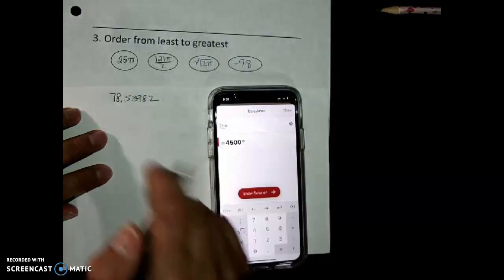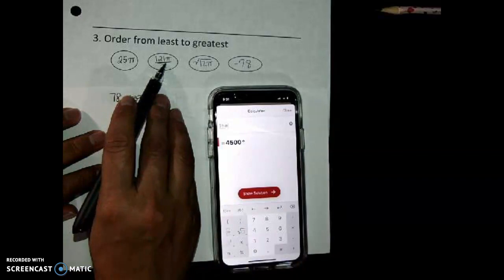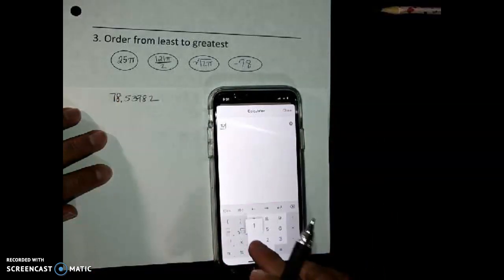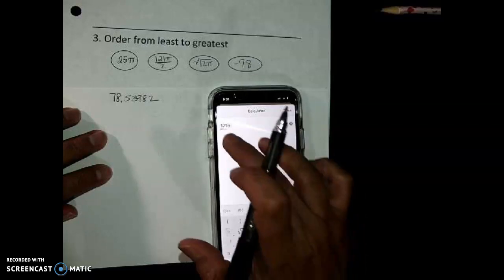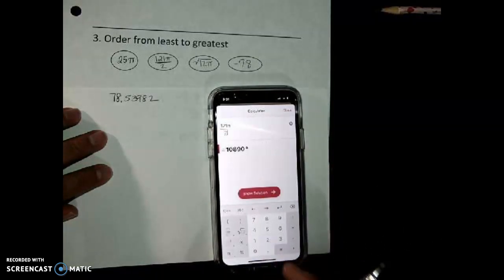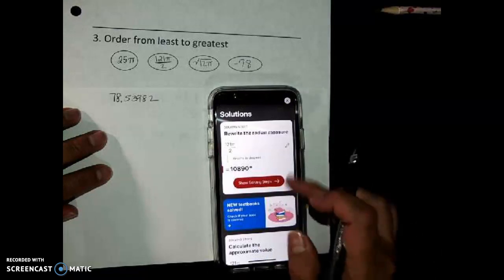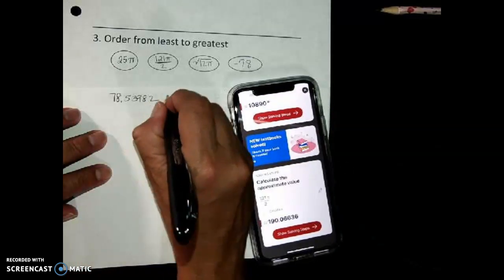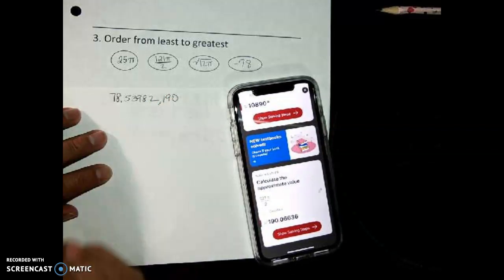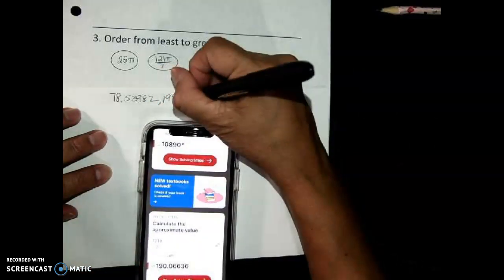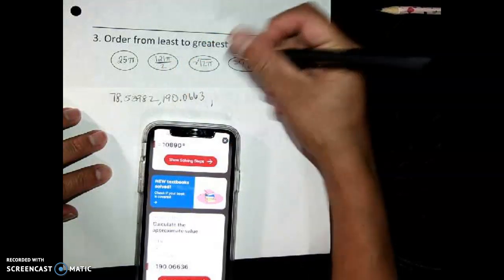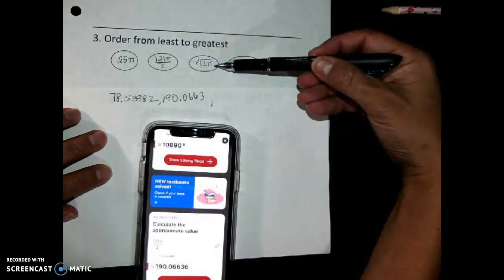And then we're going to put 21 pi over 2. So we're going to use the fraction, and we're going to put 21 pi over 2. And we want the decimal, 190.0663.